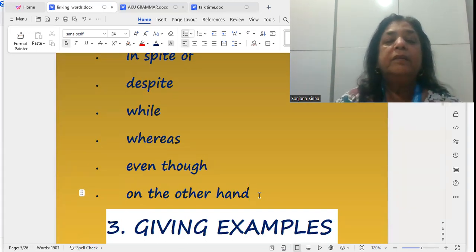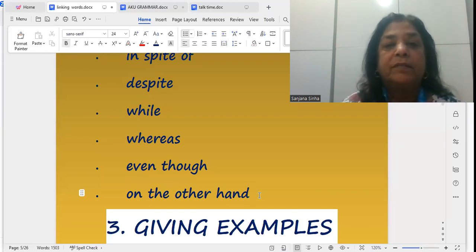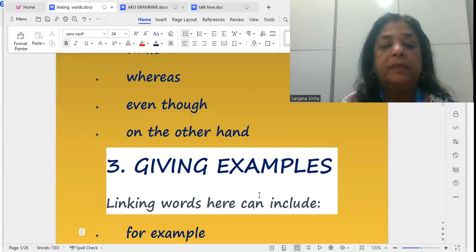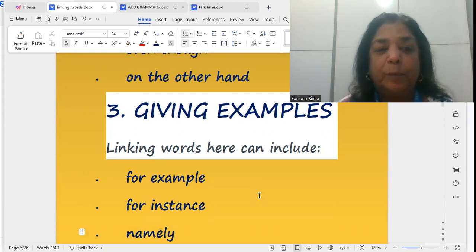So the linkers, these are the words which will link your sentences, one part to the other. Number 3 is giving example. When you give an example, linking words which include, for example, this is very easy. Like I want to say that some students who are really good at studies, they always come first. For example, let us see this girl. She is really good and she got the first prize in speech competition.